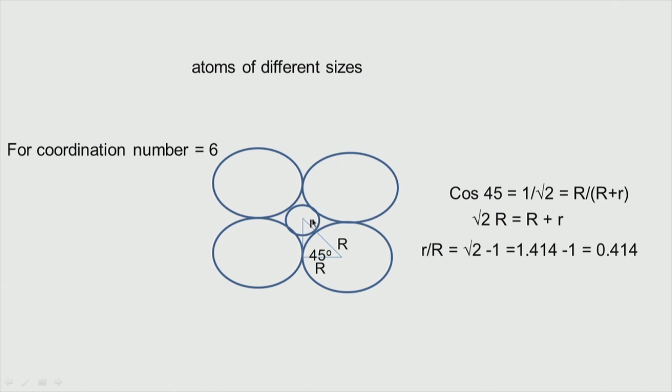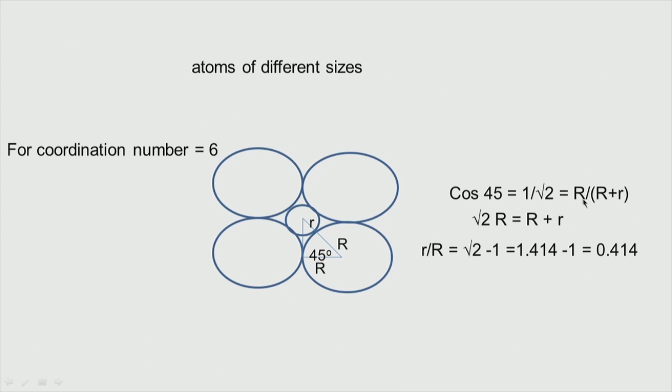We can get some relationship between this small r and the capital R. These are all from geometry. If I draw this radius, that is R plus r, and if I draw a perpendicular line to the capital R, this angle is 45 degrees. So cos 45, as all of us know, is 1 by square root of 2, which is equal to this small r divided by R plus r. This is from our geometry, which we must have studied in our 10th standard.